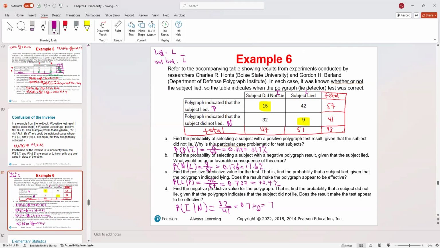So that's 78%. Again, here, look, do you feel like it's effective? Because the probability should be much higher also. There is not sufficient evidence to conclude that the polygraph is effective because the subject did not lie, the polygraph said the subject is not lying, so the probability should be much higher than 78%. Like, wow, 22% is ineffective. It's not accurate for 22%.